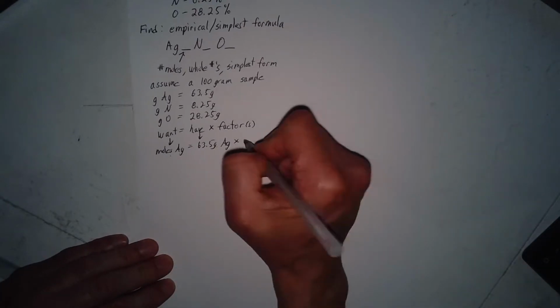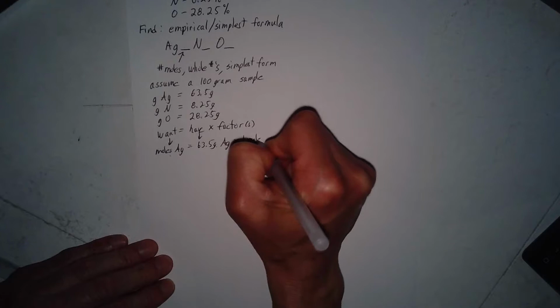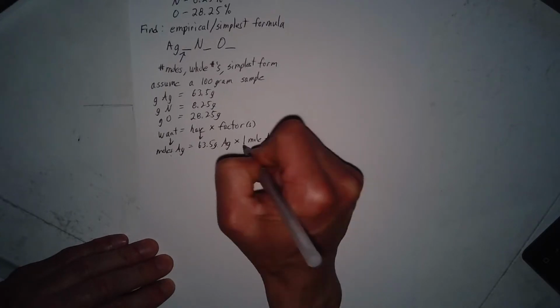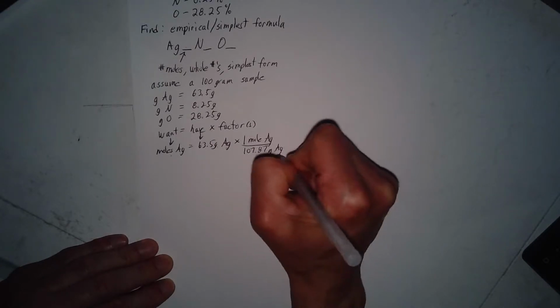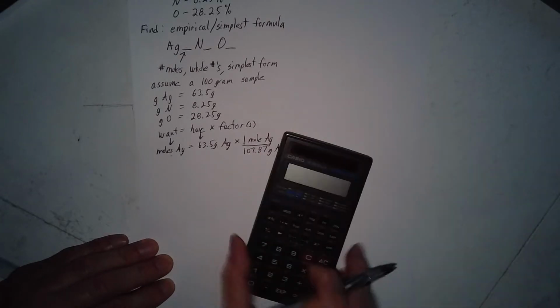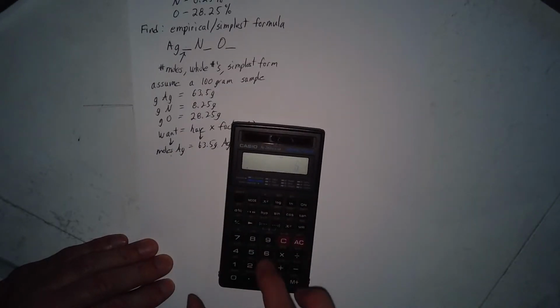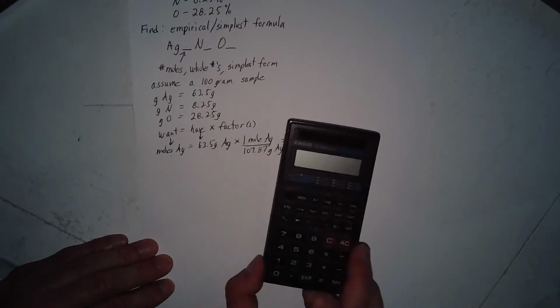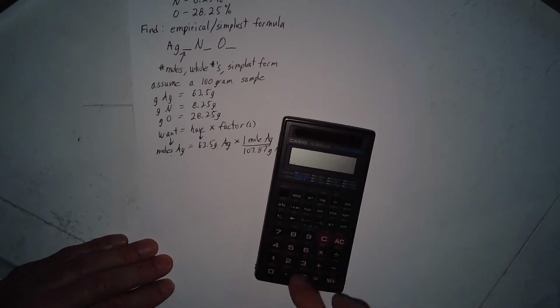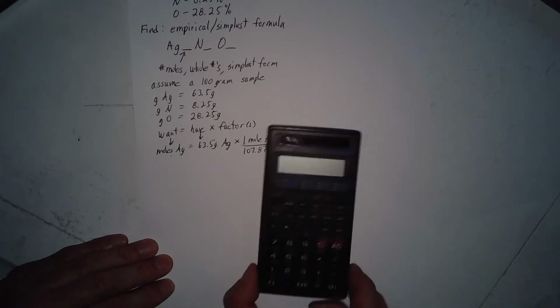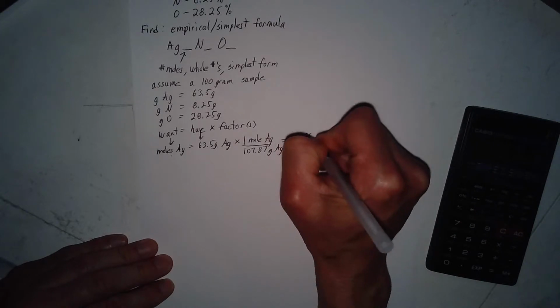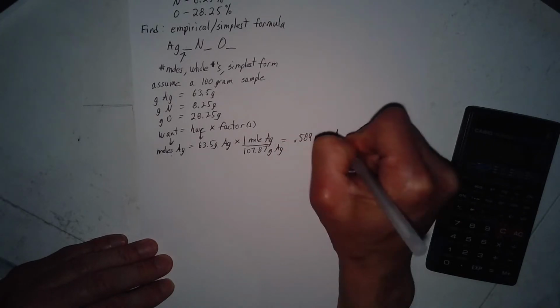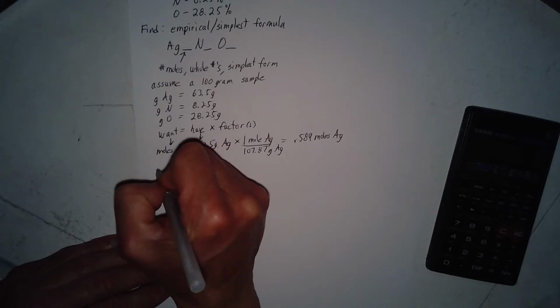And so we say 1 mole of silver for every 107.87 grams of silver. And if you crunch this on that calculator that you bring to class with you every day, 63.5 times 1 divided by 107.87, we're looking at 0.589 moles of silver.